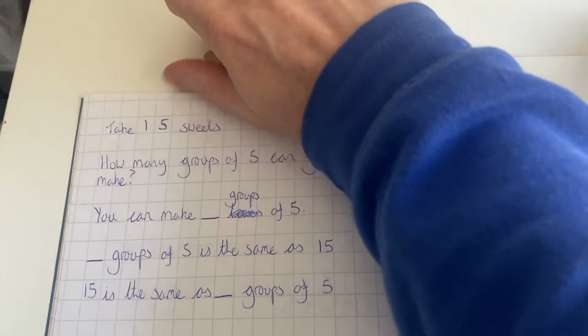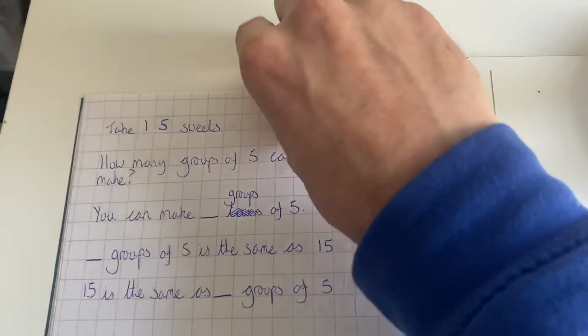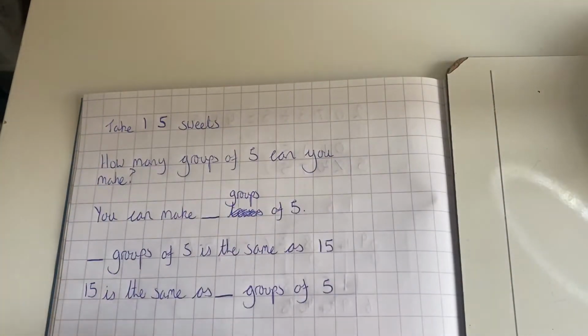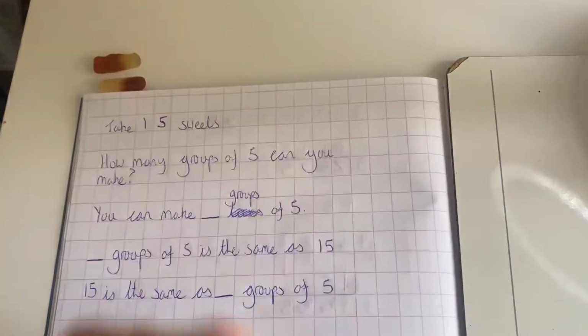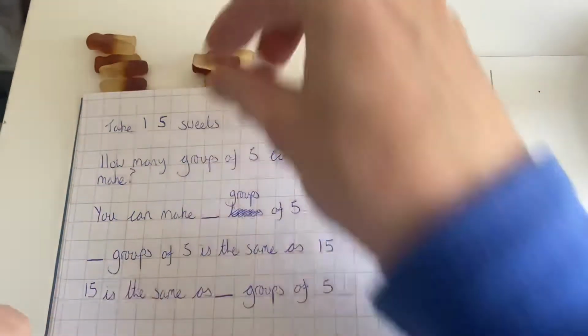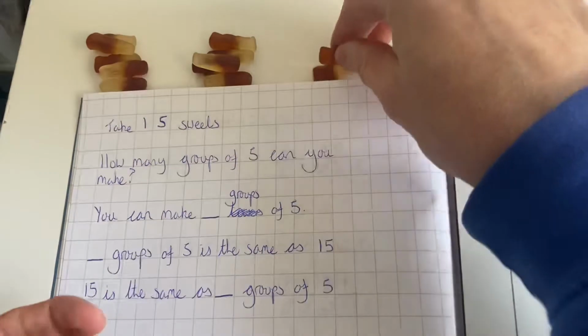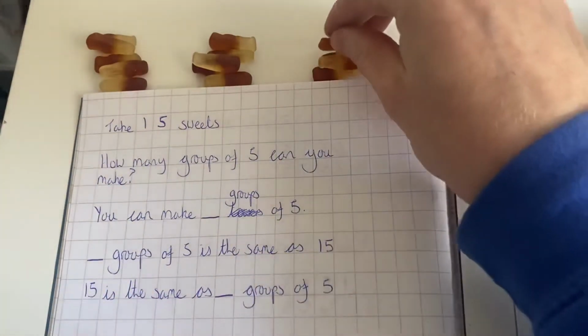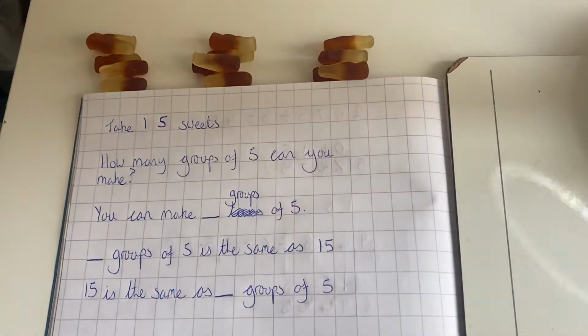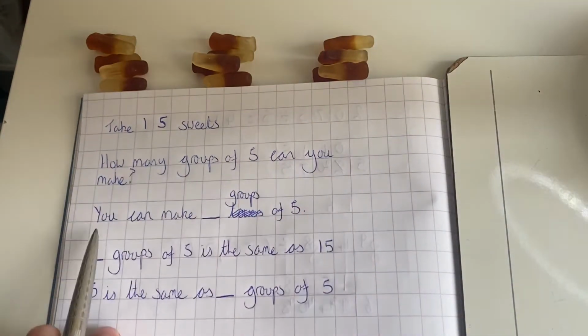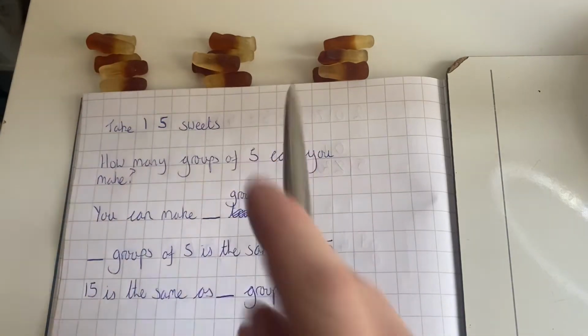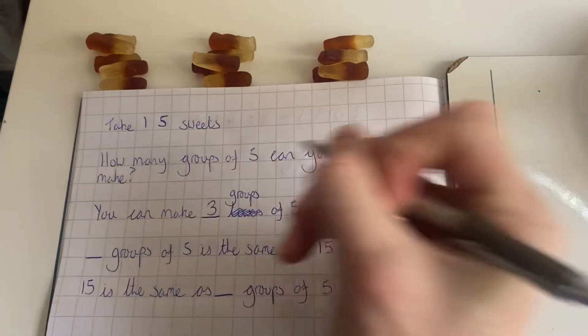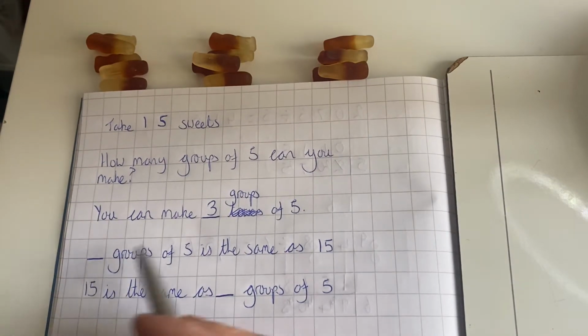So what we're going to do is take our 15 sweets and count a group of 5 out and then keep counting out until we've got no more sweets left. So we've got 1, 2, 3, 4, 5. So we've got one group of 5. 1, 2, 3, 4, 5, and then 1, 2, 3, 4, 5. So how many groups of 5 can you make? You can make 1, 2, 3 groups of 5.